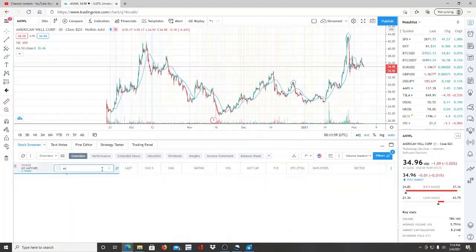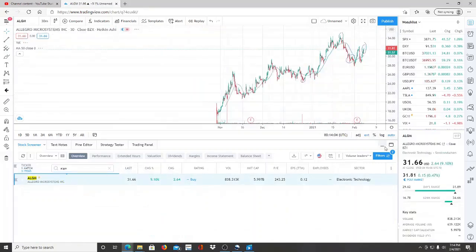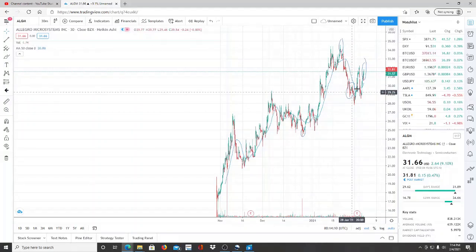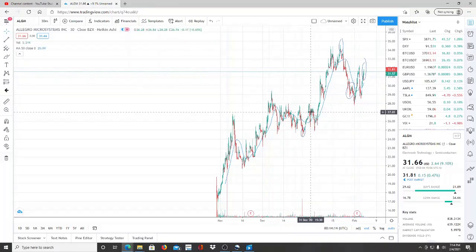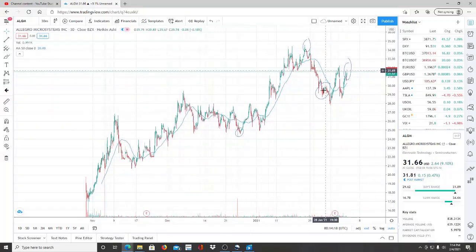ALGM, and this is another ticker symbol that when I talked about it was at 24, hit a peak here of $34, fell back down, and now it's running back up to 31. Now, you need to look at what's your position and what's your purpose with any ticker symbol. Is it a short-term goal or a long-term goal?